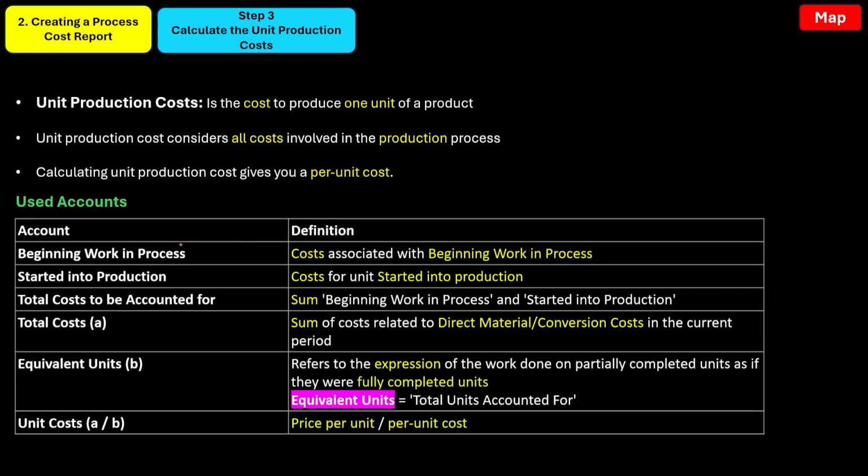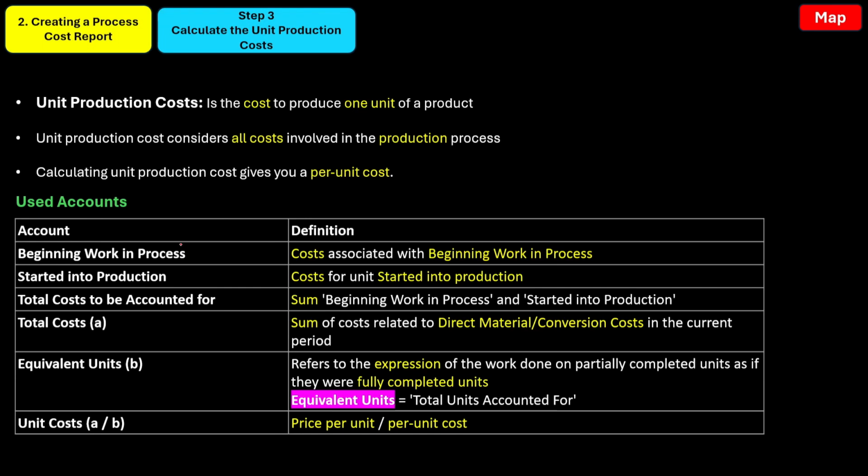So here are the used accounts for calculating the unit production costs. We have our beginning work in process, which is costs associated with beginning work in process. Started into production are costs for unit started in production. Total cost to be accounted for is the sum of beginning work in process and started into production. Then we have our total cost. This is the sum of all costs related to direct materials or conversion costs. We're going to have to do a total cost for both direct materials and conversion costs in the current period.